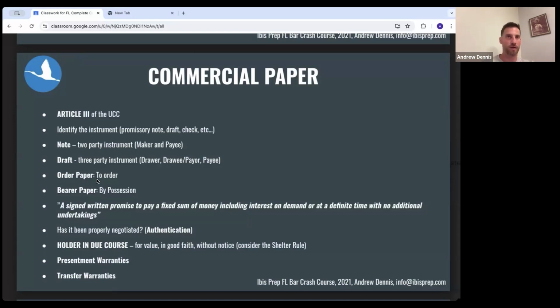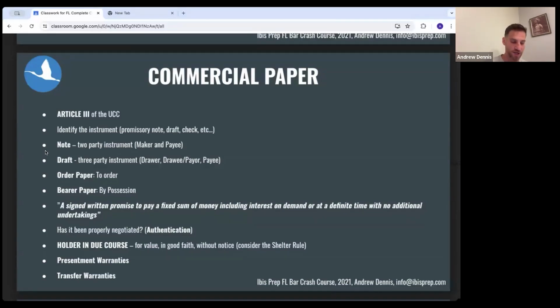You want to know, it's governed by Article 3 of the UCC. A note is a two-party instrument. A draft is a three-party instrument. Order paper is to a particular person, and then bearer paper can be to anyone. Try to remember: signed, written, unconditional, promise to pay a fixed sum of money with or without interest, on demand or definitive time, with no additional undertakings. If you can just remember that the conditional one is the one that they test the most, then that should really help you.